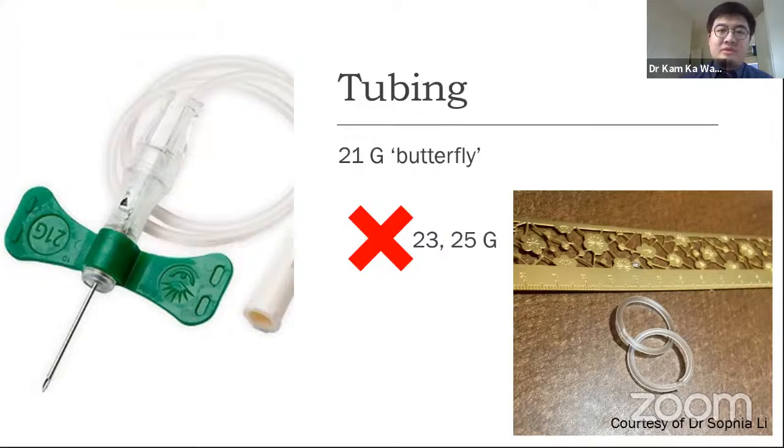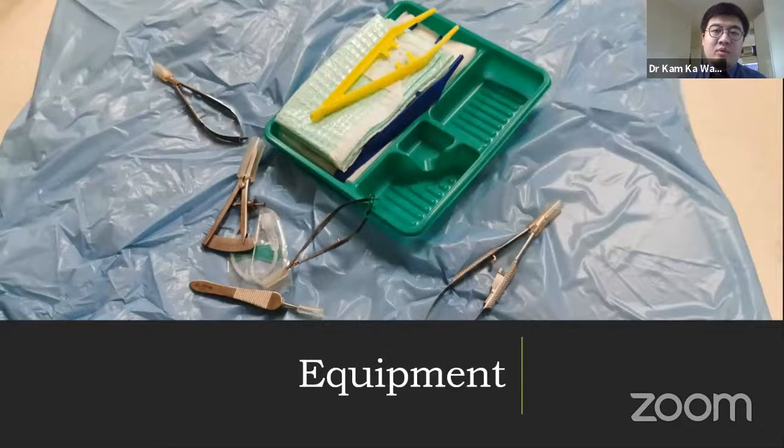We use the 21 gauge butterfly tubing to make the ring. So we don't use 23 gauge or 25 gauge because those rings, the lumen is too small for you to put the tubing into the lumen itself like this. And this is the equipment that we usually use. We use a caliper to measure the circumference. We have the 21 gauge butterfly, we have forceps, and also a field scissors.